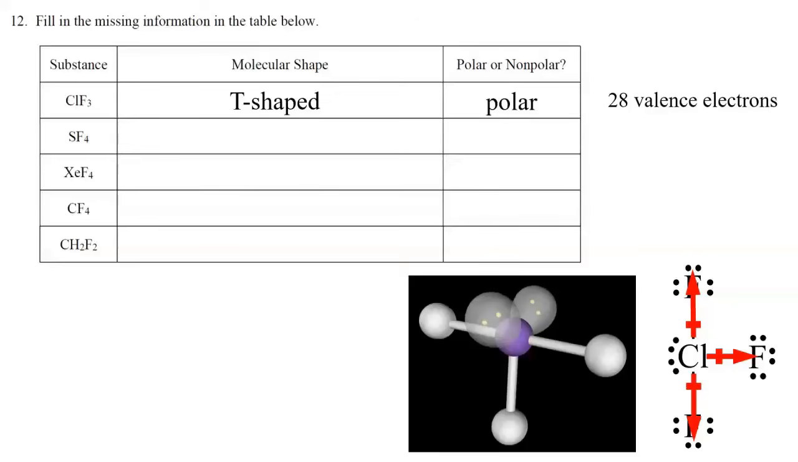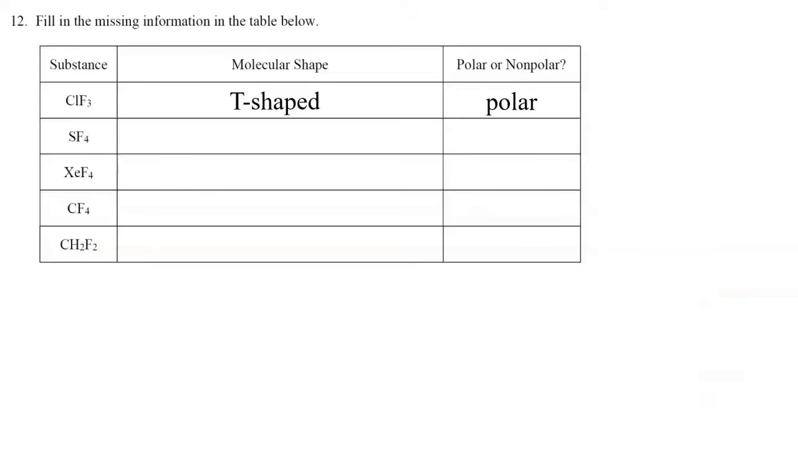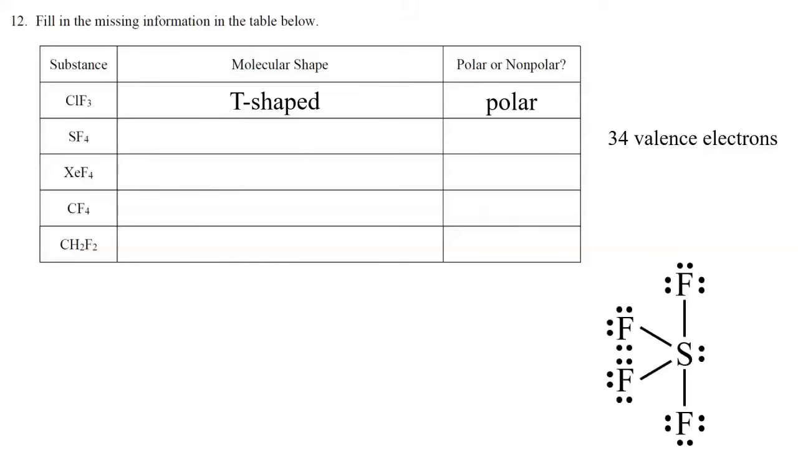Because they're asymmetrically arranged and they're not going to cancel each other out, this is a polar molecule. Now on to SF4, sulfur tetrafluoride, 6 for sulfur, plus 7 for fluorine, times 4. That would be a total of 34 valence electrons. Again, not a multiple of 8. I'm going to have 4 octets, so 4 times 8 is 32. And then I'll have an extra pair of electrons. And where do I put this extra pair of electrons? Right there on the central atom.